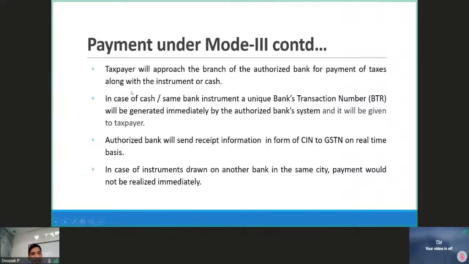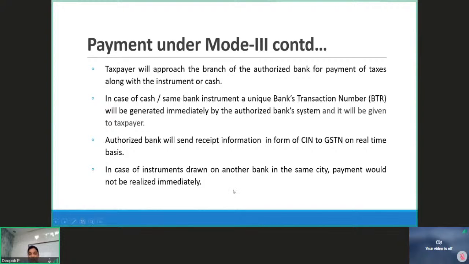Under this payment mode 3, the taxpayer will approach the branch of the authorized bank for payment of taxes along with the instrument, that is a check or DD or cash. In case of cash or same bank instrument, a unique bank transaction number will be generated. Like how UTR is generated for NEFT RTGS, in this mode BTR, the bank transaction number, is generated. The authorized bank will send receipt information in the form of the challan identification number to GSTN on a real-time basis.